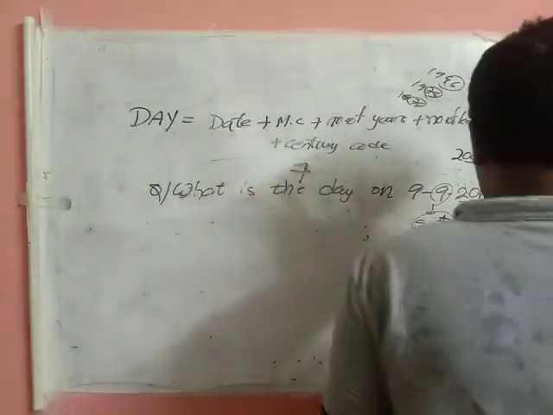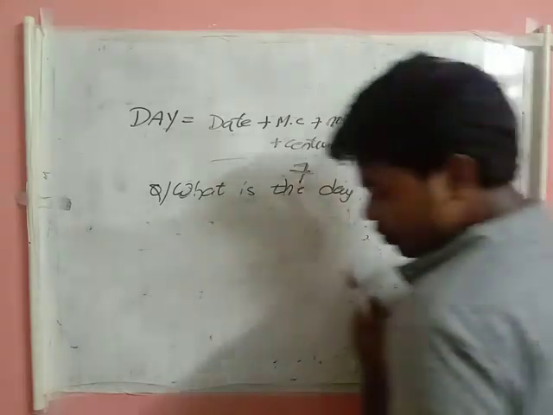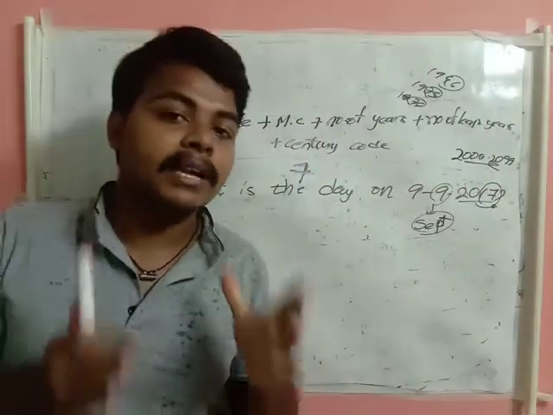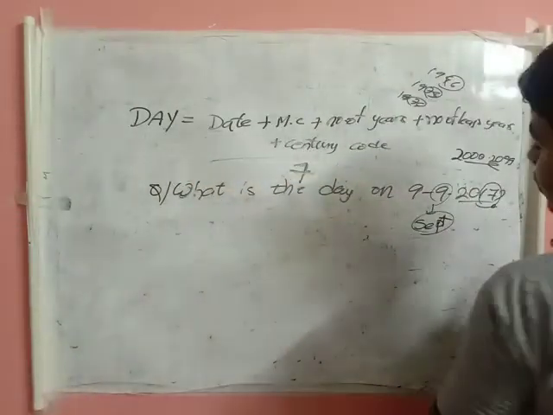In the last lecture video, we discussed codes and we stopped our session. In this class, let us start a new topic, that is how to find the day on a particular date. How to find the day on a particular date?